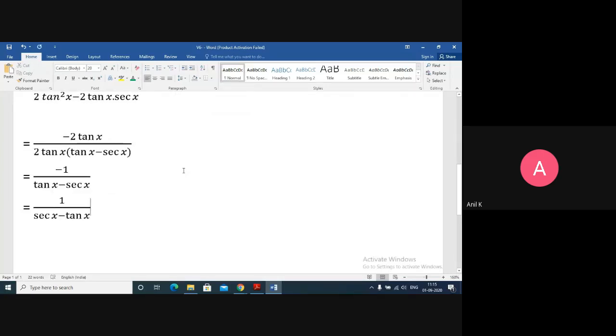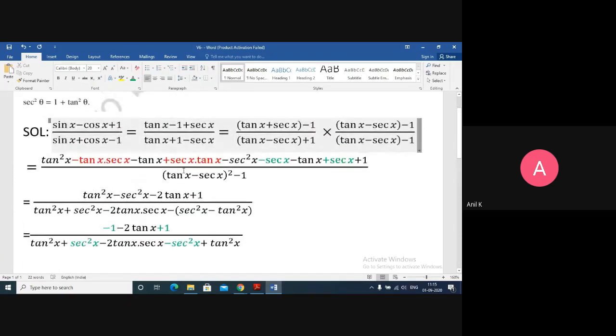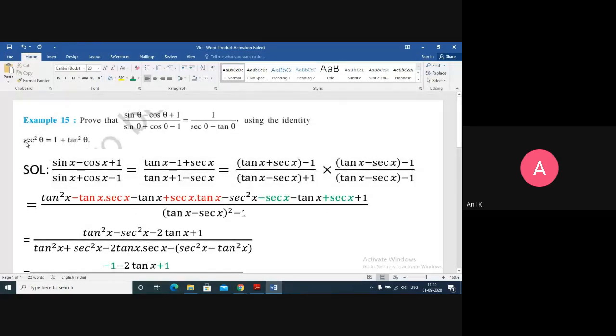If this comes in the exam, it will be a 4-mark question. So the first step we have done is, because they said that you have to use sec square theta equals 1 plus tan square theta, I first converted the question into tan and sec terms. Then I rearranged the terms. Without rearranging also you can solve. There is no issue. You can take tan x minus 1 in the bracket. Here also tan x plus 1 in the bracket. So this rearranging of the terms is not a compulsory step.